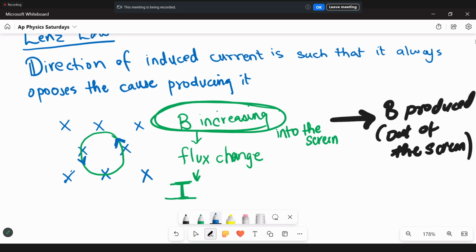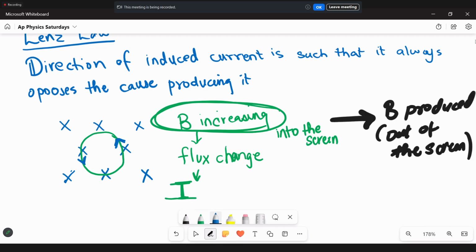So the magnetic field produced because of the induced current is opposing the change. Yes, miss. The magnetic field is being produced because of the induced current. The induced current is moving anti-clockwise. This induced current is producing a magnetic field which is going out of the screen. But initially, the magnetic field which is given in the question is increasing and it is going into the screen. We are trying to oppose it, so we are producing a magnetic field which is going out of the screen. This is Lenz's law.